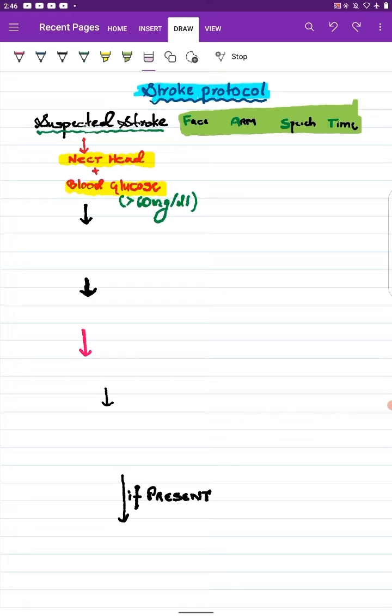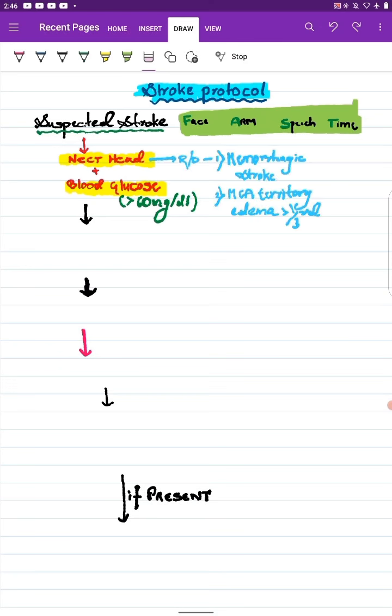And when we suspect stroke, the patient should be sent for NCCT head and the blood glucose should be taken. Why blood glucose? Because low blood glucose, less than 60 milligram per dL, can mimic stroke. Okay, why do we do NCCT head? NCCT head is mainly done to rule out hemorrhagic stroke, and MCA territory edema should not be more than one third of the MCA territory.